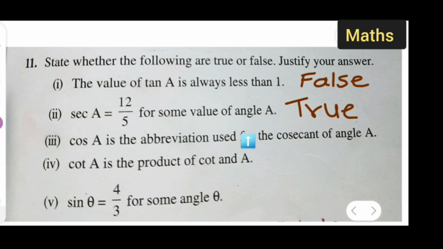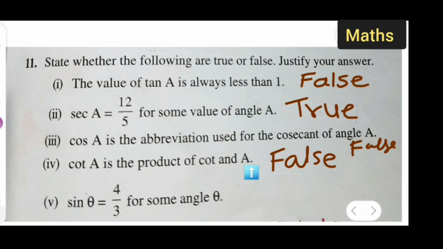Next, moving towards the third one, cos A is the abbreviation used for the cosine of angle A. If you see this properly, the statement is false, because cos A gives you cosine A, and cosec A will give you cosecant A. So this will be the false statement. Next, we have cot A is the product of cot and A. This is also a wrong statement, so I can write false. So the third and the fourth are false.